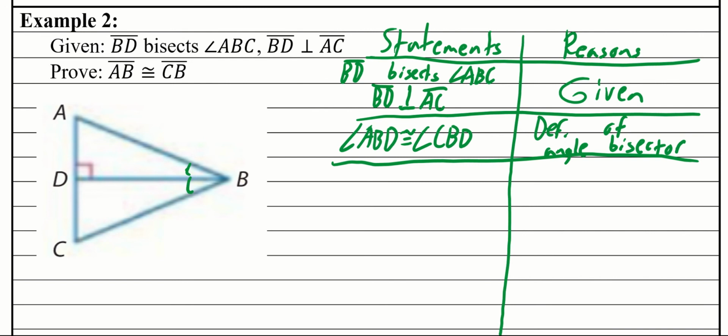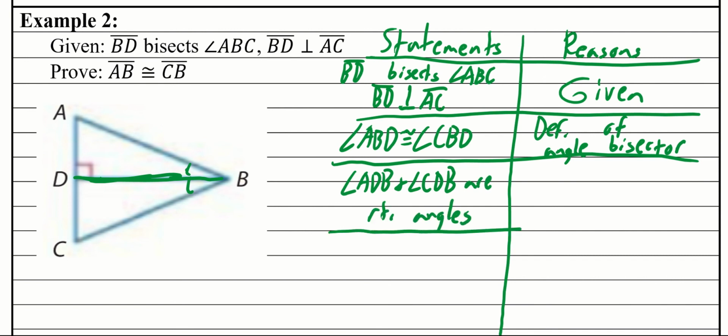Okay, we also have another piece of given. We're told BD and AC are perpendicular, and as I mentioned, we've seen this before in notes. Remember, perpendicular means two lines that intersect, and this is actually marked on the diagram for you. These are two lines that intersect at a 90-degree angle. So what I can say here is these two angles, ADB and the other one, angle CDB, are right angles.